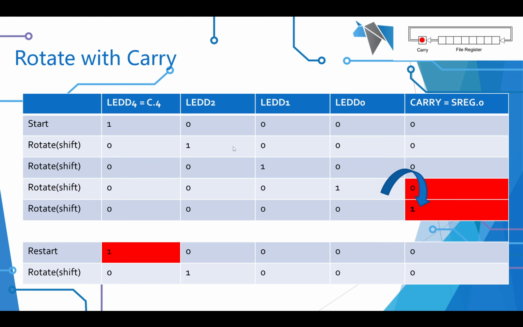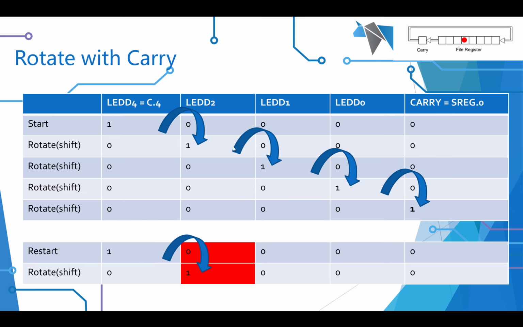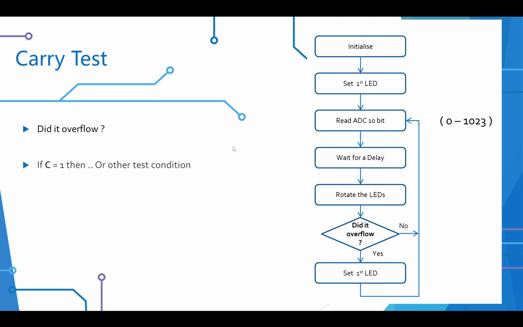But what it does, it sets the carry, and at that point we can test for that, and we can restart the process and go again and again and again forever, because we can keep testing for the carry. How do we test for the carry? How do we carry out that did-it-overflow condition?